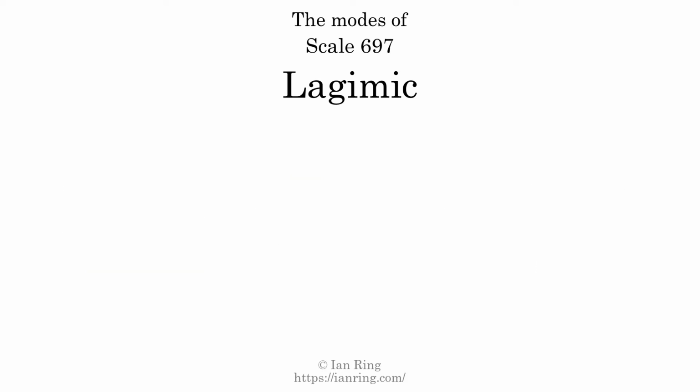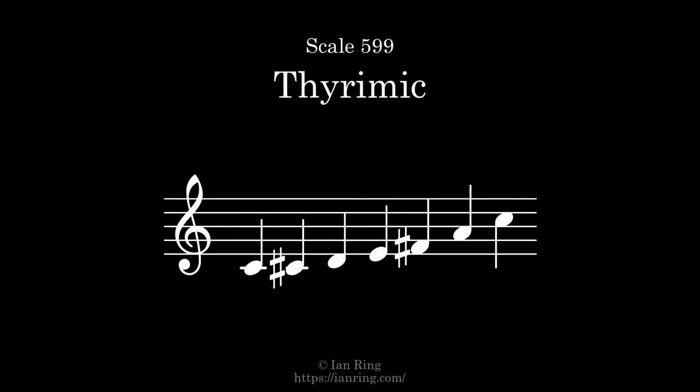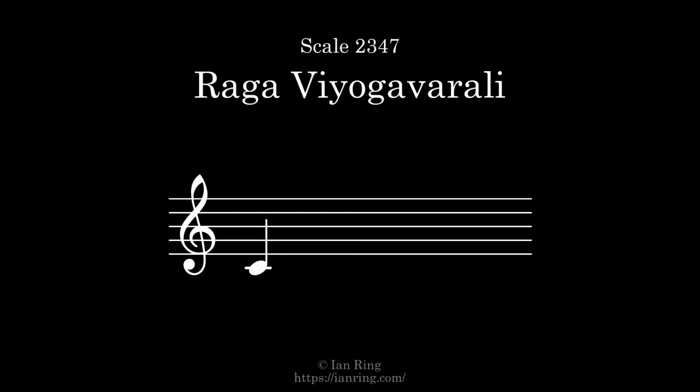This scale has 6 modes. The first mode is itself. The second mode is scale 599, also known as theoremic. It sounds like this. The third mode is scale 2347, also known as raga Viagavarali. It sounds like this.